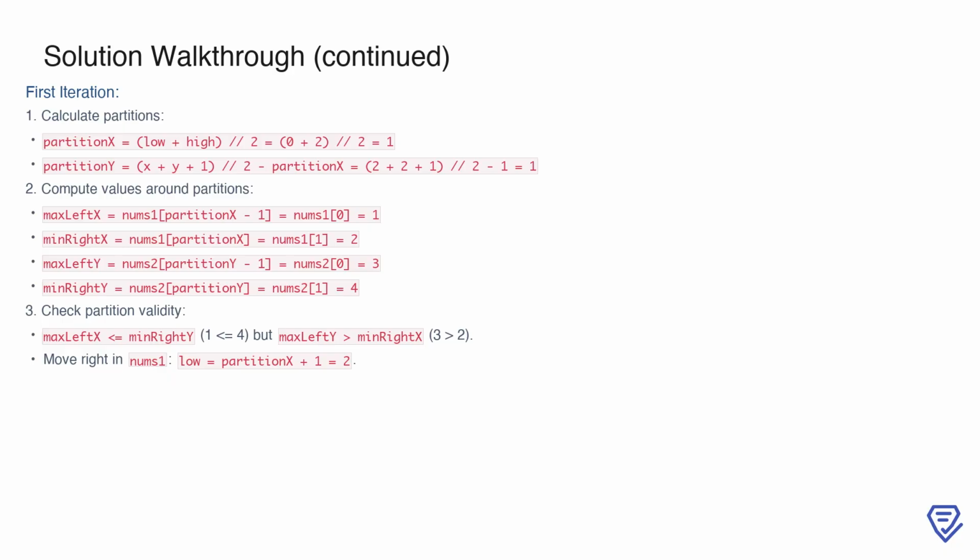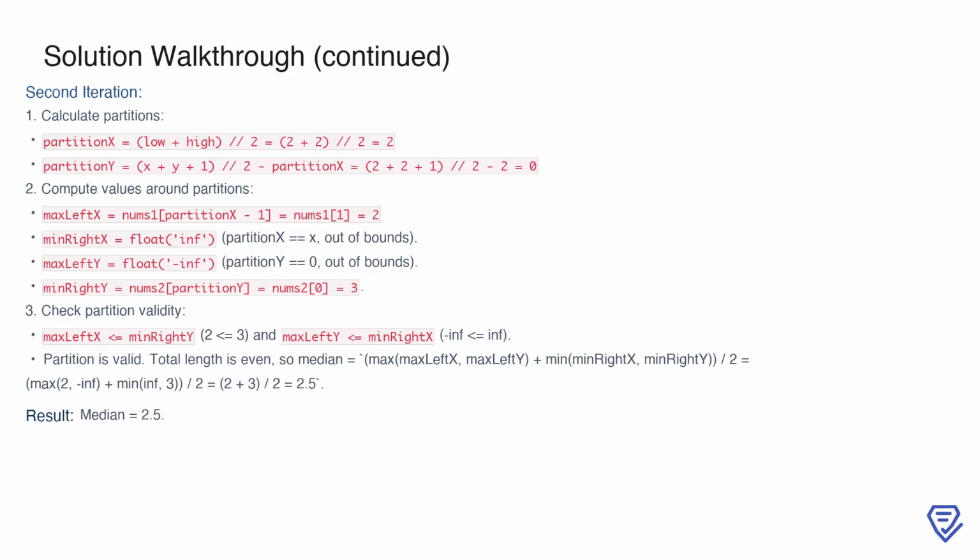We check the partition validity conditions. While max left x less than or equal to min right y holds true since 1 is less than or equal to 4, max left y less than or equal to min right x does not satisfy the condition because 3 is greater than 2. This means we need to move the binary search window to the right in nums1. To do this, we update low to partition x plus 1, which is 2. In the second iteration, with the updated low value, partition x is recalculated as (low plus high) // 2, which is now 2.